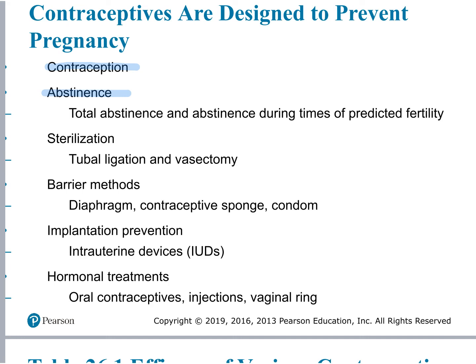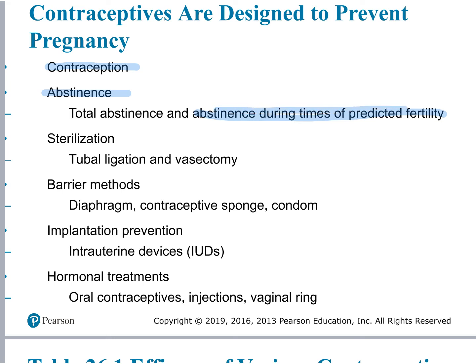There is also, they say, abstinence during times of predicted fertility. This is tricky. You have to know your menstrual cycle, and you have to know it really well. And if it was the same every month, exactly the same from puberty until menopause, then you could just go ahead and try to predict your fertile times. But this is definitely not 100% accurate.